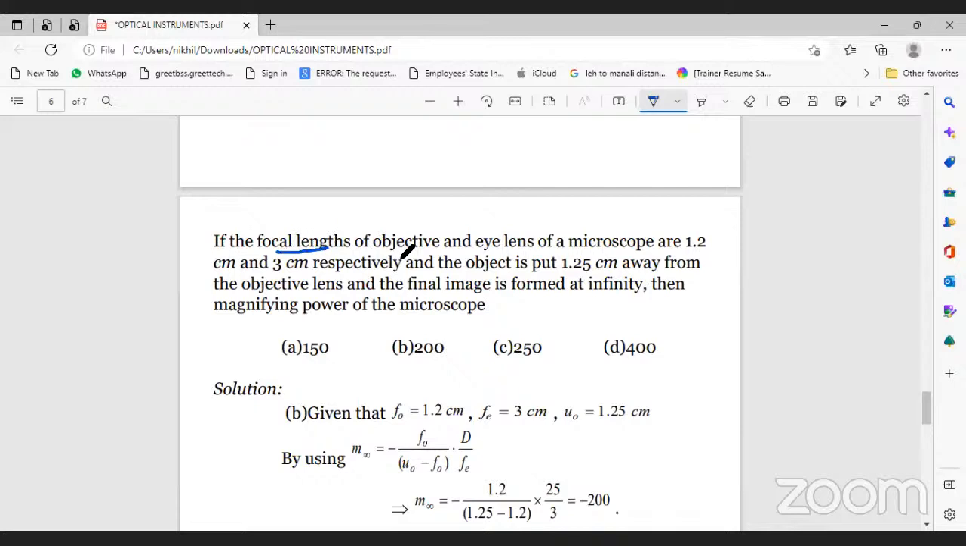What have they given? Focal length of the objective and the eye lens. One is 1.2, the other one is 3. So what is the focal length of the objective lens? 1.2 centimeter. And what is the focal length of the eyepiece? How much? Sir, 3 centimeter. The object is placed where? 1.25 centimeter away from the objective lens. So that is U naught.